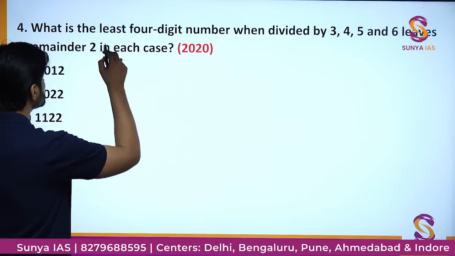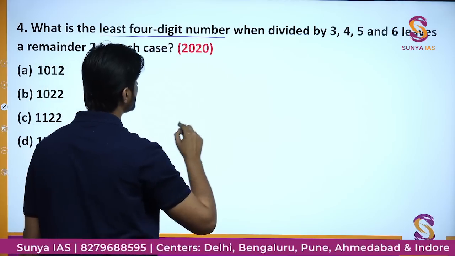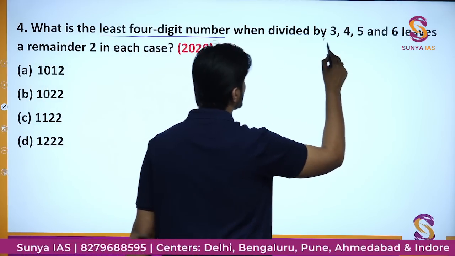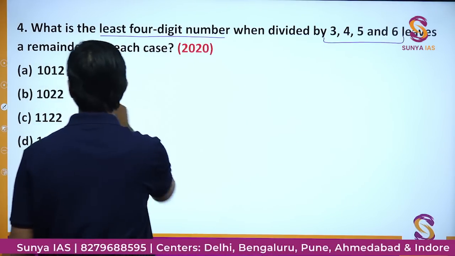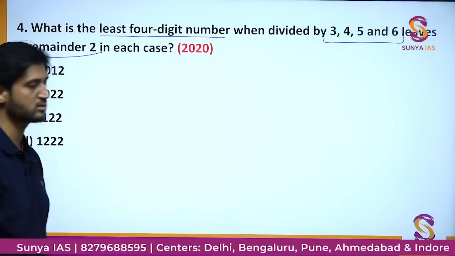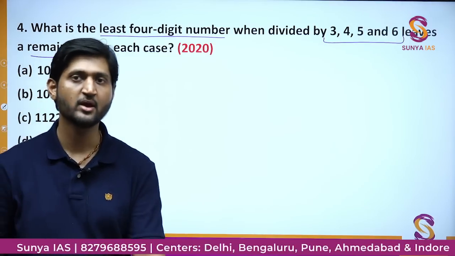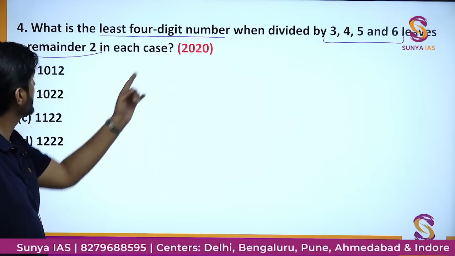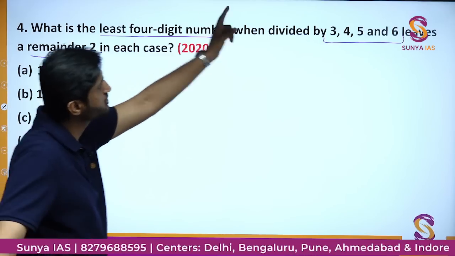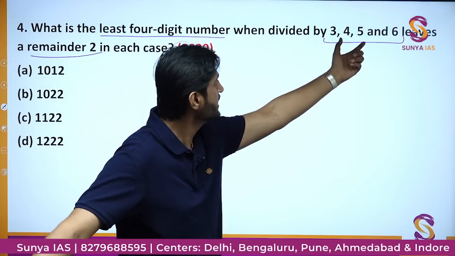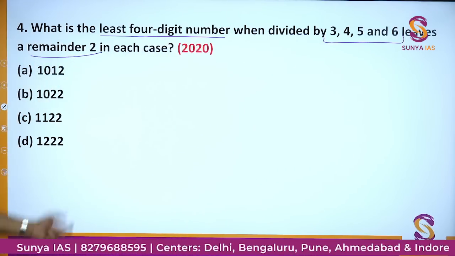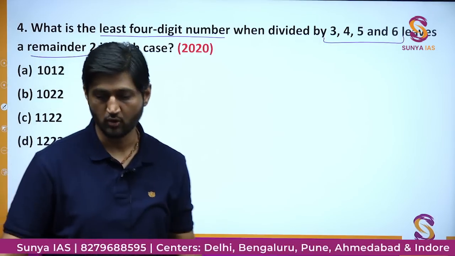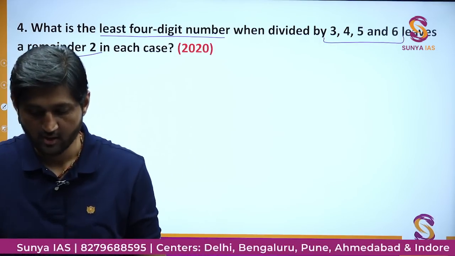So the question says the least 4-digit number which when divided by all these 4 numbers will leave a remainder of 2 in each case. So what is happening here? You have a number which is actually a 4-digit number, and when divided by 3 or 4 or 5 or 6, it should leave a remainder of 2 in each case. Okay, so that is about the question.